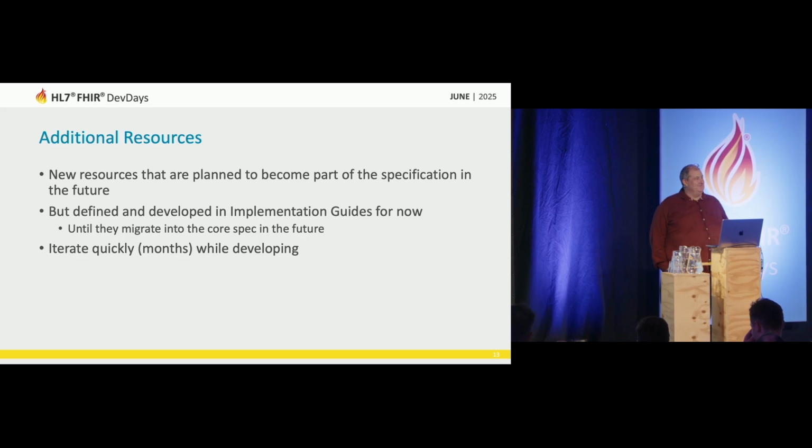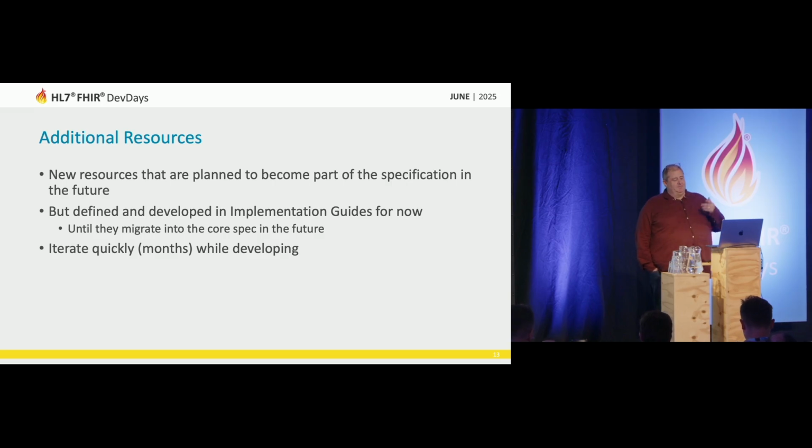So that name is potentially subject to change, but additional resources are new resources that are planned to become part of the specification in the future, treated as if they were specification resources, but actually defined in implementation guides for now. Why implementation guides? Because the whole world's getting eaten by implementation guides, so why would we do anything different? And it has all of the infrastructure and machinery and publishing support and so forth for us to do that.